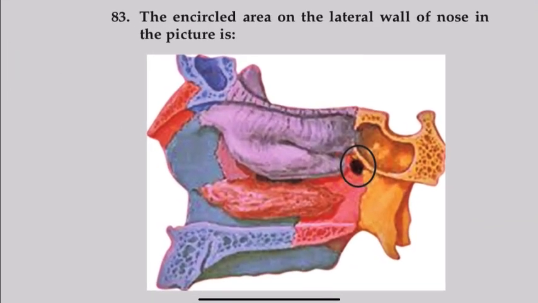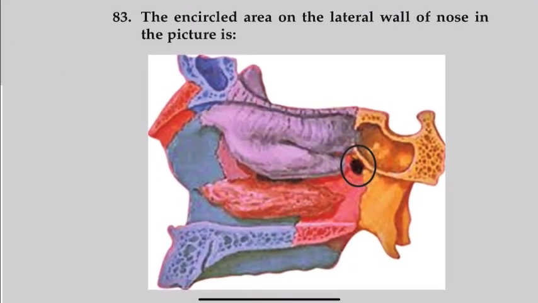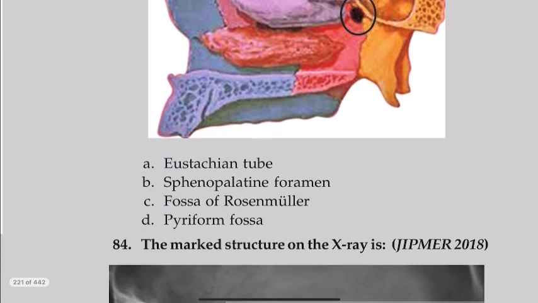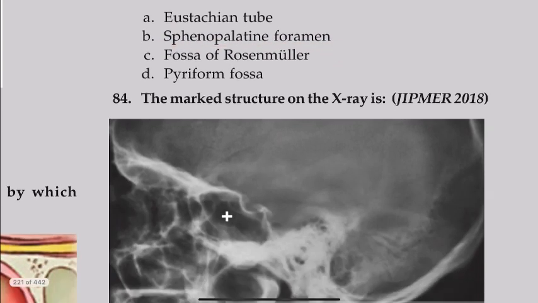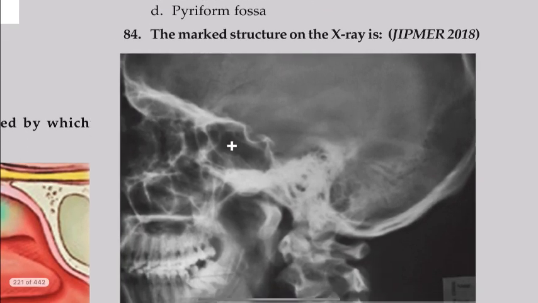The encircled area on the lateral wall of the nose is a picture of, now here this is the sphenopalatine foramen, right? It is a picture of the sphenopalatine foramen. The marked structure on X-ray is, what is the marked structure right here? It is the sphenoid sinus, right? It is the sphenoid sinus.